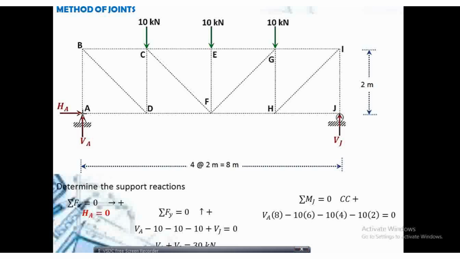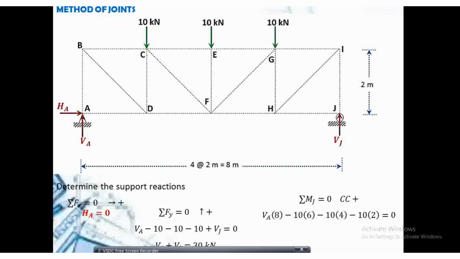So, itong si VA, kapag nag-moment siya kay J, that is clockwise, that's why that is positive. Etong 10, kapag nag-moment kay J, that is counterclockwise. This is also counterclockwise. This is also counterclockwise. Etong mga values na to, these are your moment arms or these are the distances. So si VA, ang distance ni VA hanggang kay J is 8. Yung distance ng 10 kilonewtons na to, doon kay J is 2, 4, 6. And the distance of this 10 kn hanggang kay J is 4. The distance of this 10 kn hanggang kay J is 2.